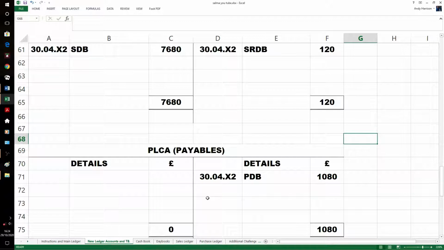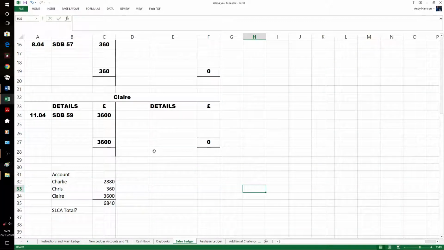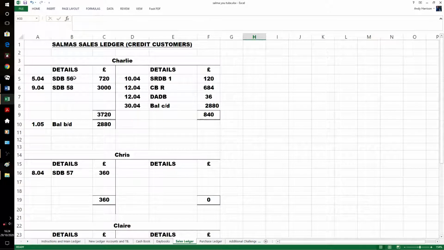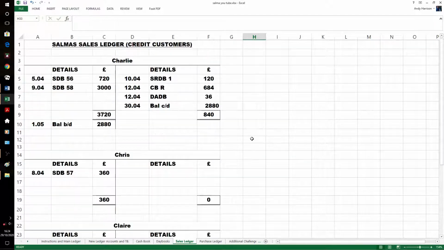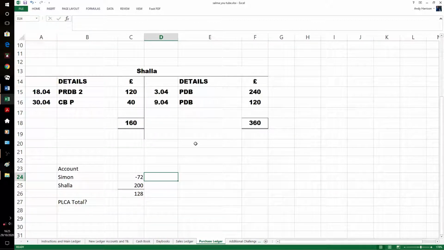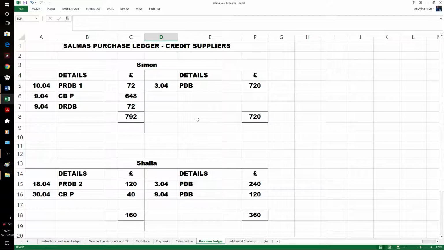Now whilst we were doing this, we would have been putting these items into our sales ledger, sorry. So we can see here, of course, these are the individual items going in from our sales day book. So the 720, the 3,000, the 360 and 3,600 add up to the 6,400. There was only the one return, and our purchase ledger. So these are the same way around as our control account. So our 1,080 is our 720, 240 and 120 added together, and then we haven't done the return yet.